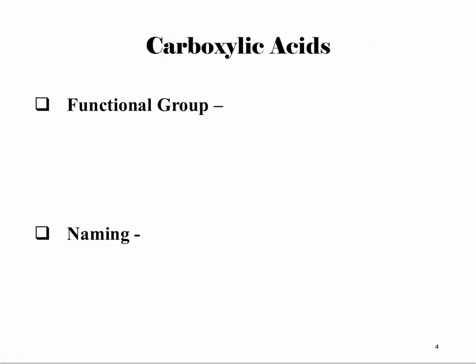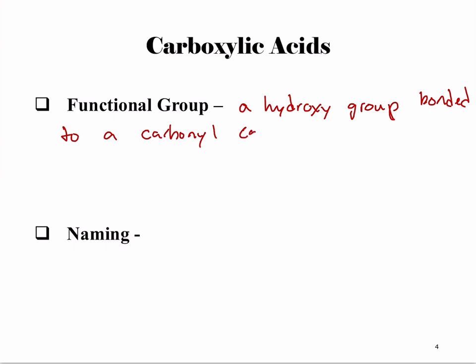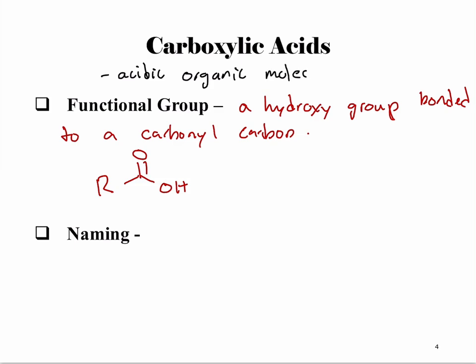Okay, so the first functional group is going to be a carboxylic acid. So this is a hydroxy group bonded to a carbonyl carbon. And so the functional group looks like R-C(=O)-OH. And so these are acidic organic molecules. And they're acidic because they donate protons.